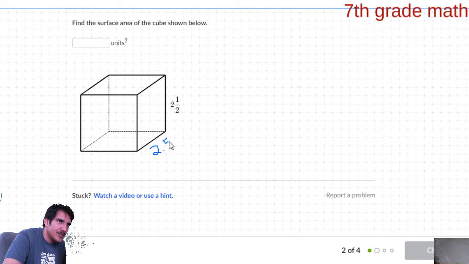Does anyone care that I use 2.5? Because that's shorter for me to write. In fact, I'm going to just, there you go, 2.5. It's shorter that way. Okay?